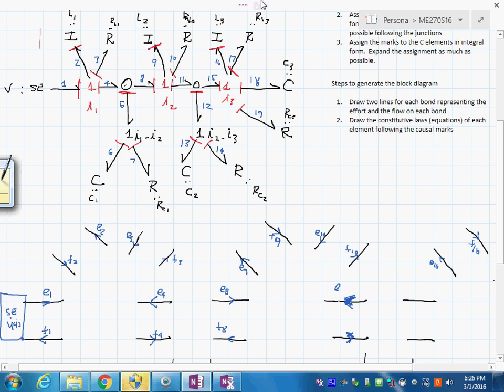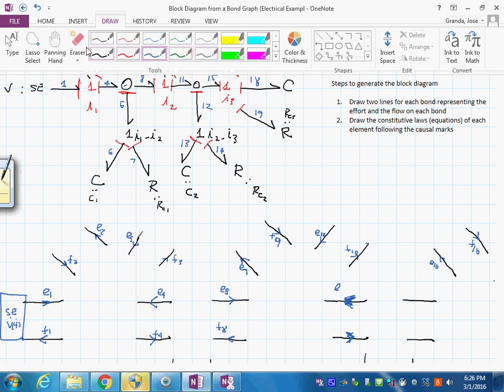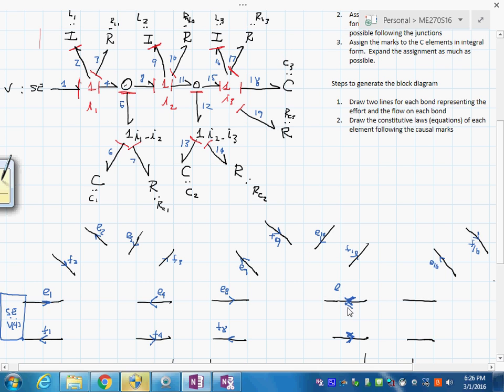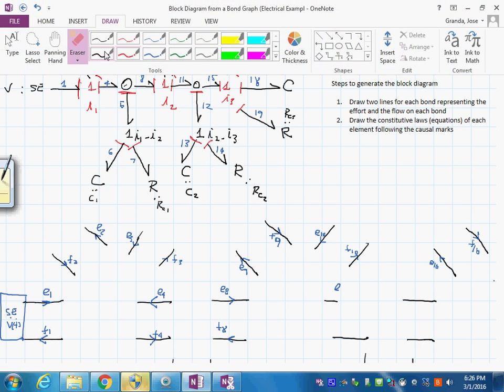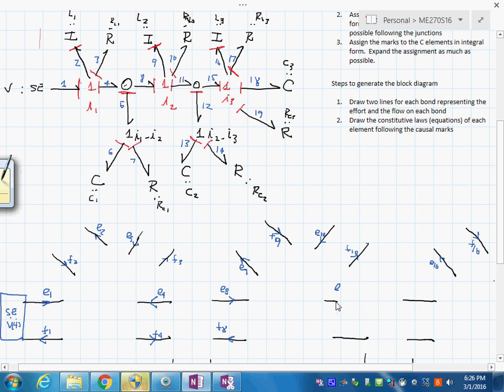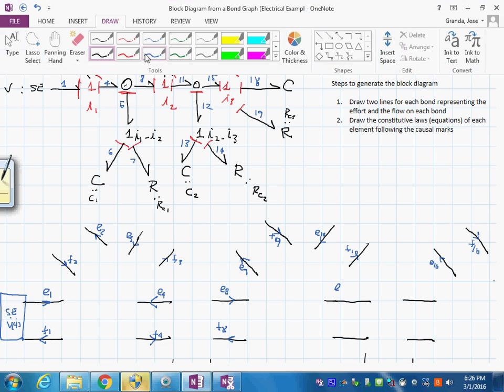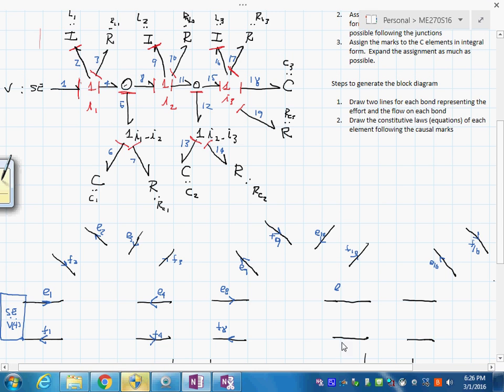You know what, I think I have a little, oh, this is 16. Okay, I thought it was 10. So on this one, on the 17, we see E17 this way and F17 like that. We see E18 like this and F18 this other way.